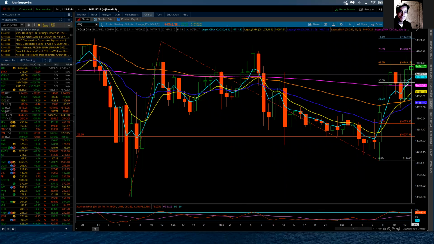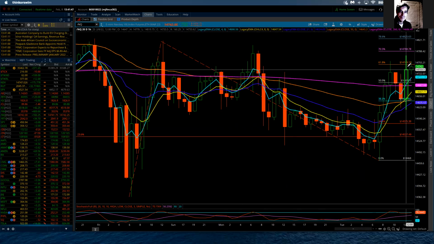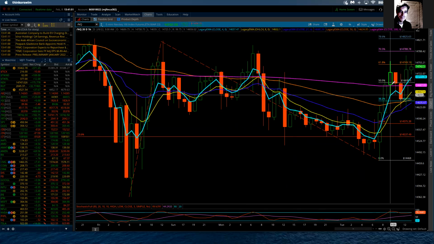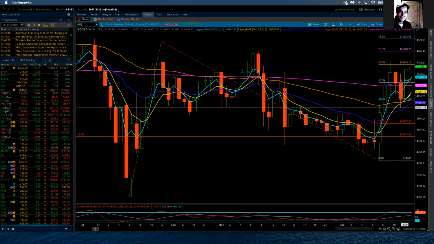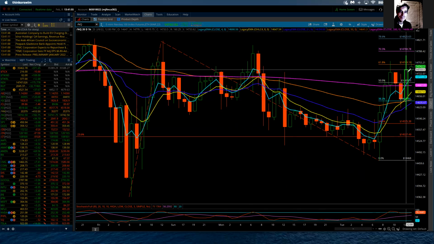Here we are. Here's the 200. The 8 is still not above the 200. The 20 and the 50, well, the 20 is not above the 50. So here's what's got to happen. And this was a strong rally today, no doubt. Strong rally in the morning, a little bit of a sell-off, strong rally into the close.